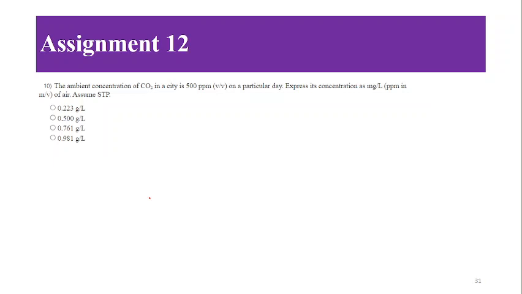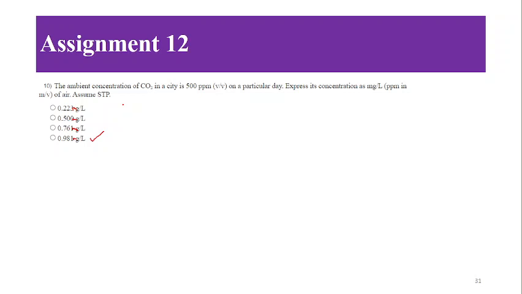The 10th question in the assignment 12 was that the ambient concentration of CO2 in a city is 500 ppm volume by volume on a particular day. Express its concentration as milligram per liter, ppm in mass by volume of air. Assume STP. So the correct answer here needs to be expressed in milligram per liter. So the option here should be milligram per liter basically. And the correct answer here is the last option, 0.98 milligram per liter.